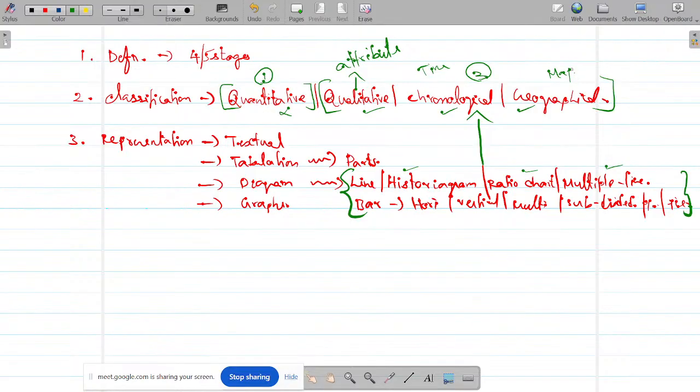So geographical is related to maps. Like we talk about different states, or we talk about, in case we are talking about GDP for India for the last 10 years, the angle of geographical classification. You agree with me? For the last 10-year data I'm comparing. So I'm talking about chronological classification.